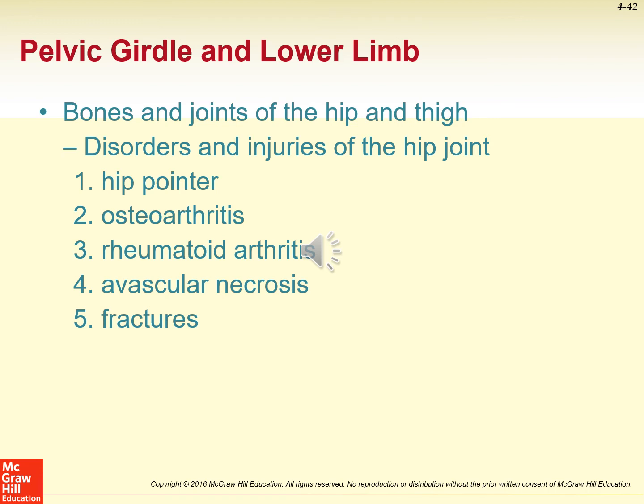Now, let's talk about the disorder that's often first seen in the hands, but it can progress to the hips. That's the rheumatoid arthritis. Very good.